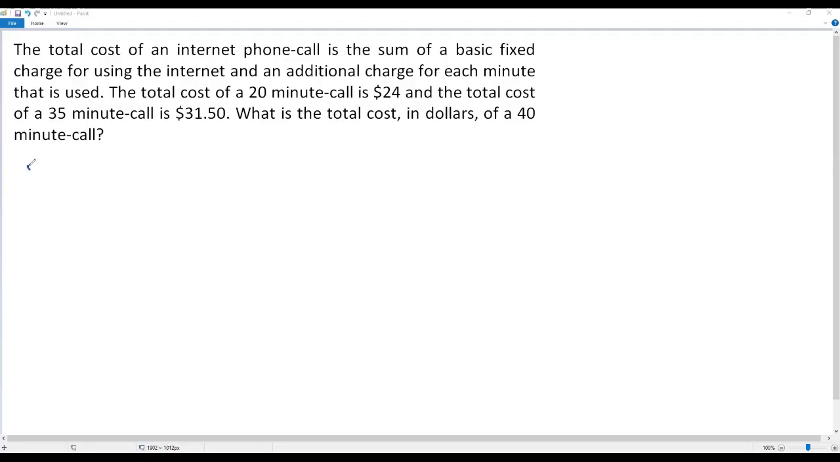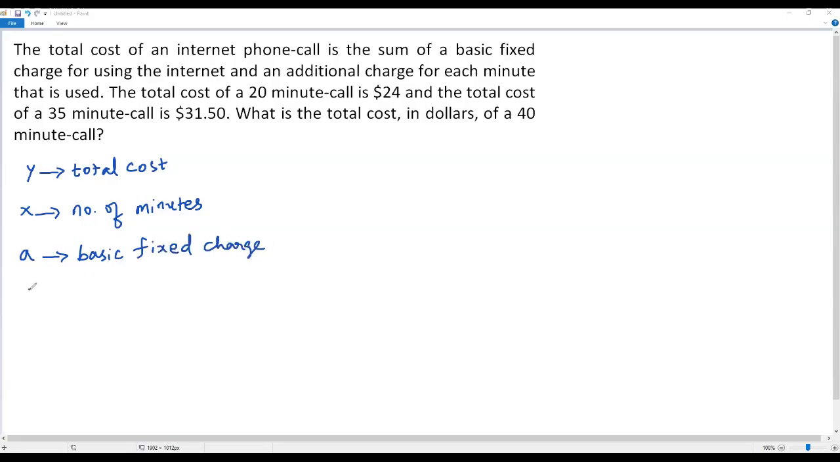Okay, let me assume Y as the total cost for using the internet phone call, and X as the number of minutes we use in an internet phone call. And A as a basic fixed charge, and B as the additional charge for each minute. Here, X and Y are variables, A and B are constants.